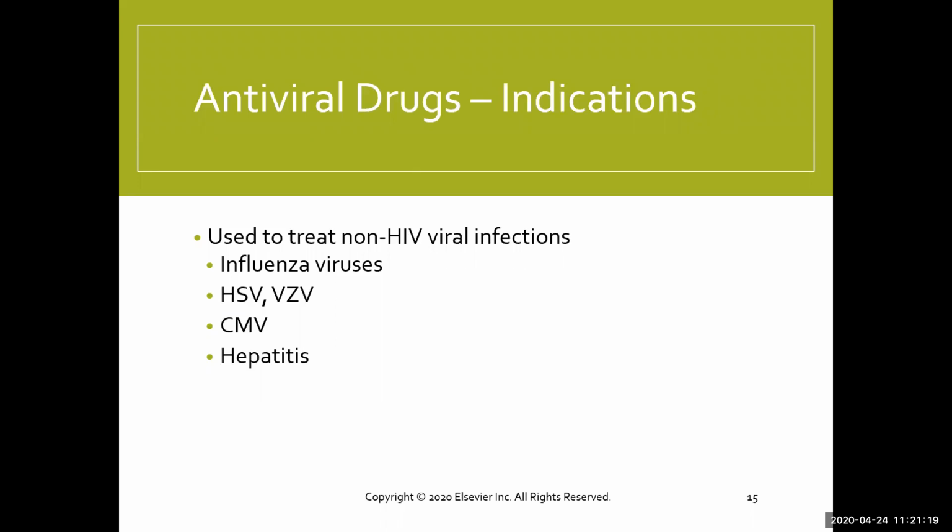What are the indications for acyclovir and our antiviral drugs? Well, they're used to treat non-HIV infections. The HIV infections are going to be treated with antiretrovirals, not antiviral drugs. So there are influenza viruses that we have drugs for. You might have heard of Tamiflu. And there's herpes simplex, varicella zoster, CMV, the cytomegalovirus, and hepatitis. These are the indications for antiviral drugs. Remember, you don't need to know the drugs for all of those. We're focusing on acyclovir as our antiviral drug.